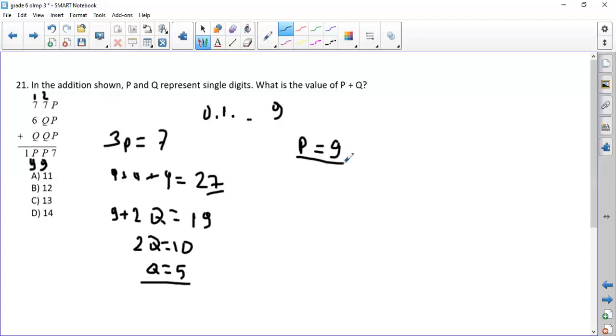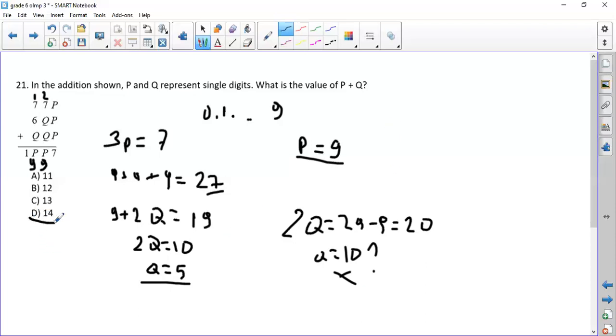Let's check for 29. Is 29 a possible value? 2Q will be equal to 29 minus 9, which is 20. So 2Q is 20, and Q is 10. Can Q be 10? Since 10 is not a digit, Q cannot be 10. So the only possible value Q can take is 5, and P is 9. So the sum of P plus Q will be 14.